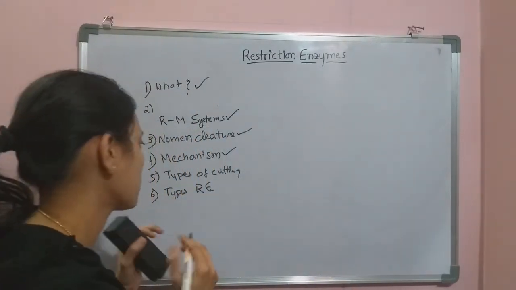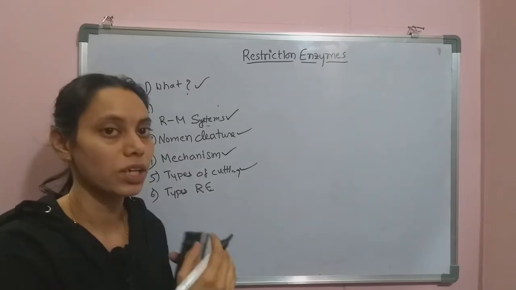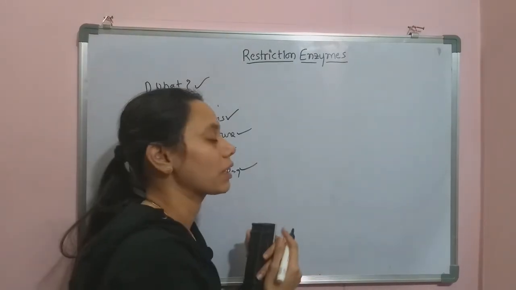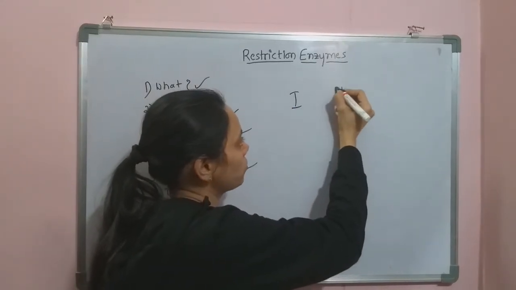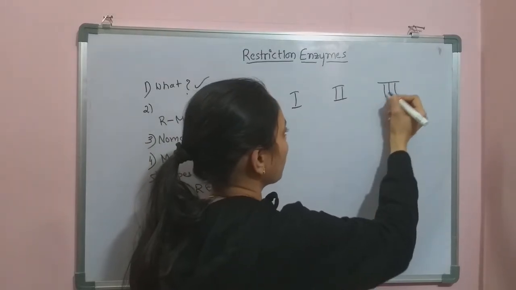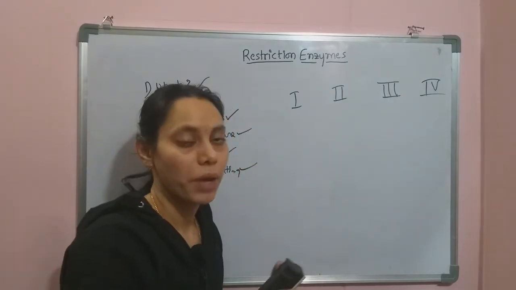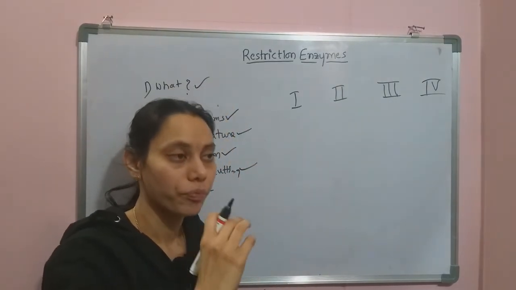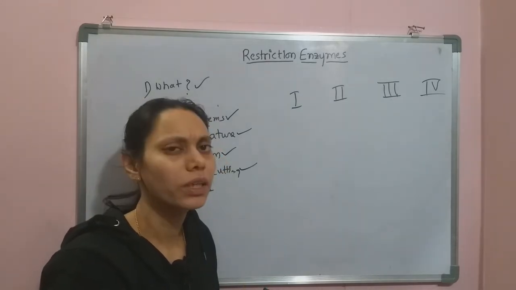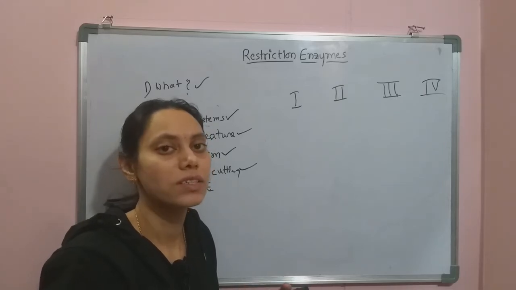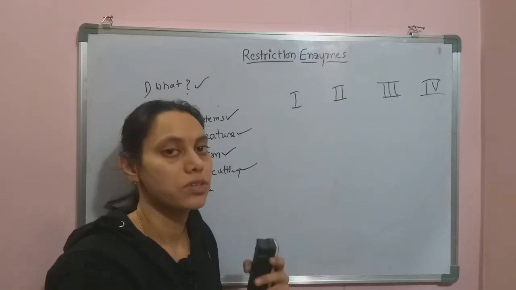So we already discussed types of cutting, and coming to the last point, types of restriction enzymes itself. Basically there are 4 types of restriction enzymes: type 1, type 2, type 3 and type 4. Based on their structure, the cofactors they contain and their mechanism, mostly the mechanism will be quite similar, but the activities they possess make the differences in the different types of restriction enzymes.